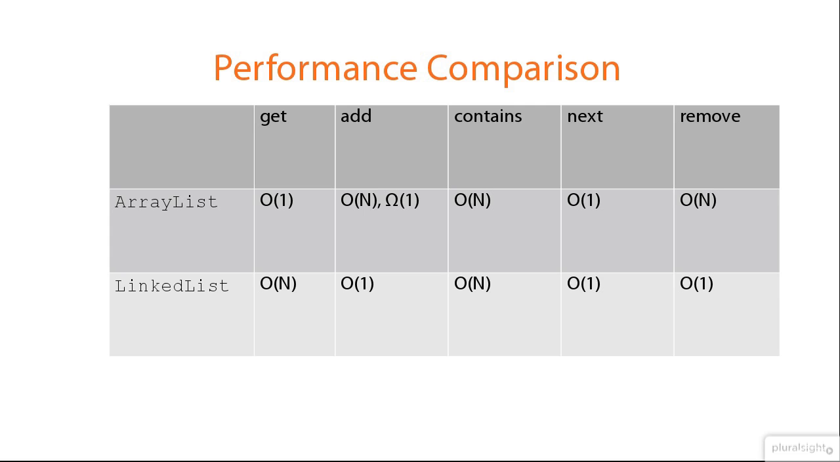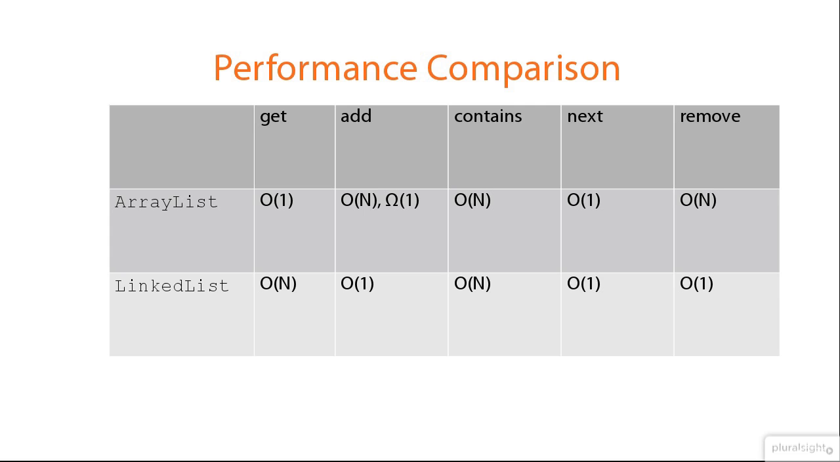So if we want to get an element at a specified index, that's a constant time, an order 1 operation with an array list, because we just dereference that element from the array. Nice and simple. With a linked list, it's order n, because we have to jump through the linked list to get to that index. And the worst case we can think of is that we have to jump n times through the linked list to get to the nth element. Very bad.